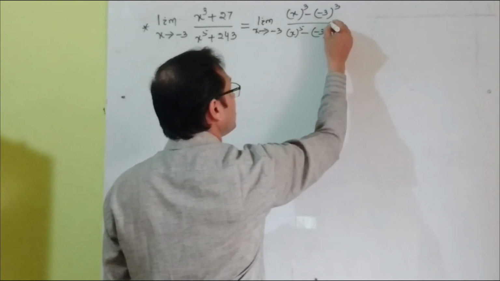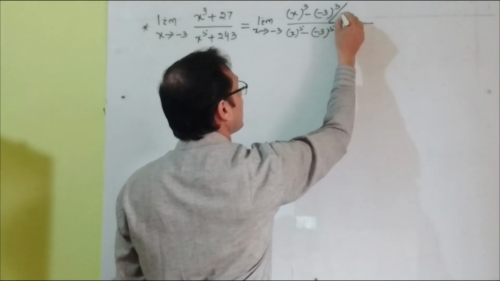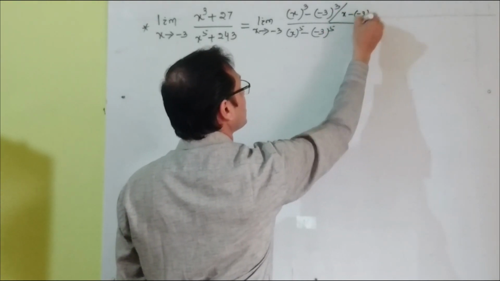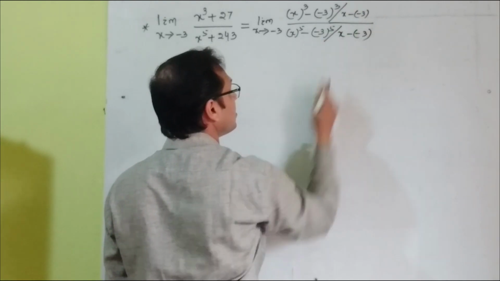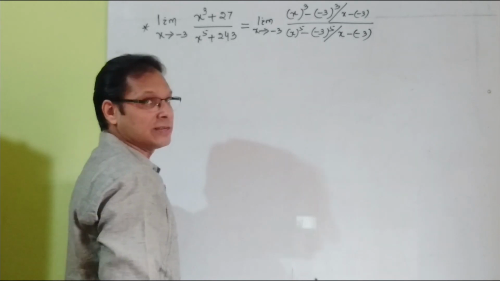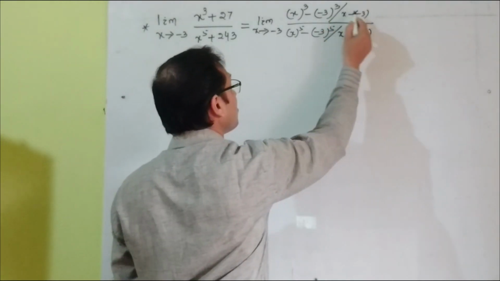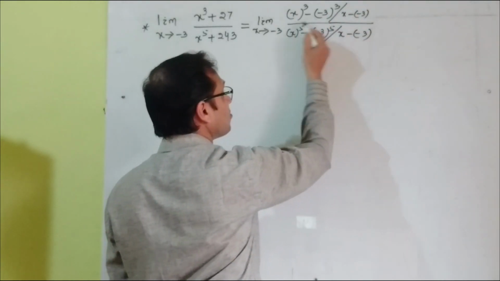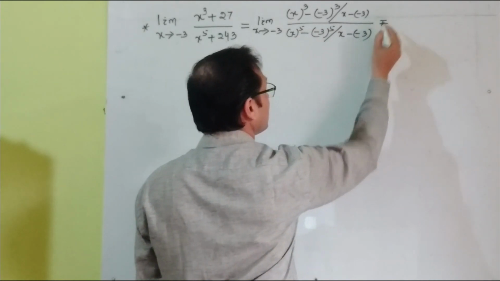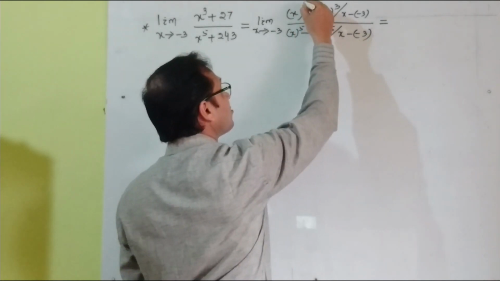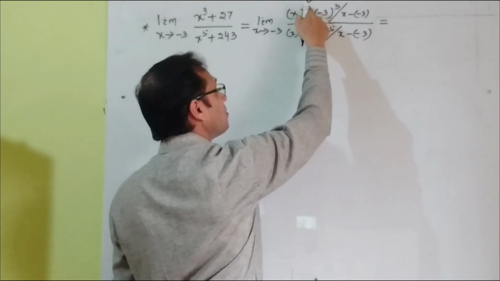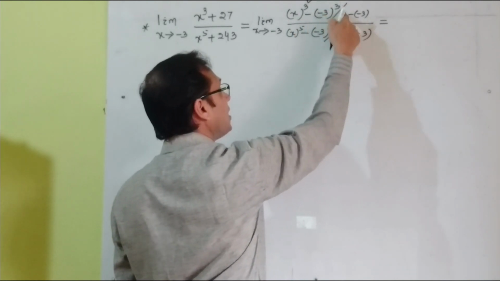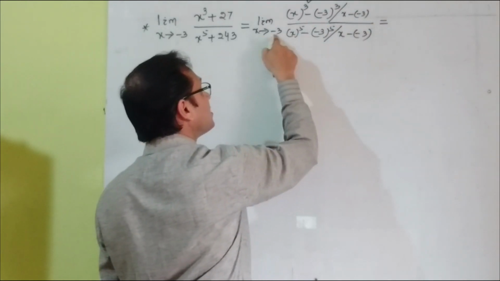So if you divide the numerator by x minus a, and also the denominator by x minus a, nothing will happen. Okay, so this is one of the formulas at the numerator, another formula at the denominator. So which one? n at the numerator, 3 is n, x to the power n minus a to the power n by x minus a, x tends to a.